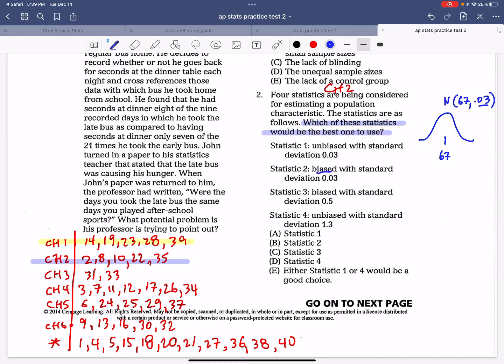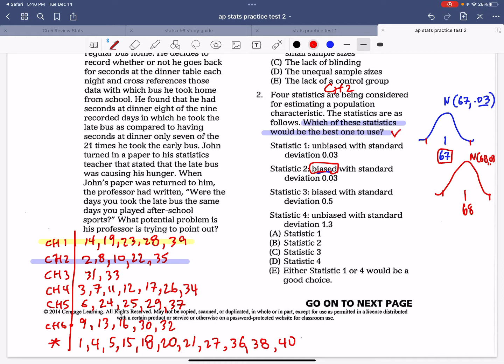So I'm pretty accurate, plus or minus 0.03. Then a bias. Bias means maybe I was consistently higher or consistently lower. So this is the truthful height, but maybe I took the height of people with their shoes on. So it's actually not accurate. It's consistently higher. But the variation is still the same, the width of my data. So which of these would be the best one to use?